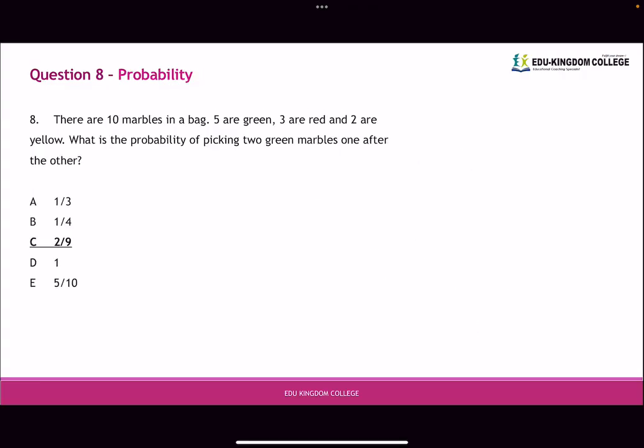Question 8. There are 10 marbles in a bag. 5 are green, 3 are red, 2 are yellow. What's the probability of picking 2 green marbles, one after the other? So we're assuming that we're not putting the green marble back after we pick it out the first time. So the first time, the chance is 1 over 2, multiplied by the second chance, which is 4 over 9 now, because there's 1 less green marble, and then there's 1 less marble in total. So multiply top and bottom, so 4 over 18 equals 2 over 9.